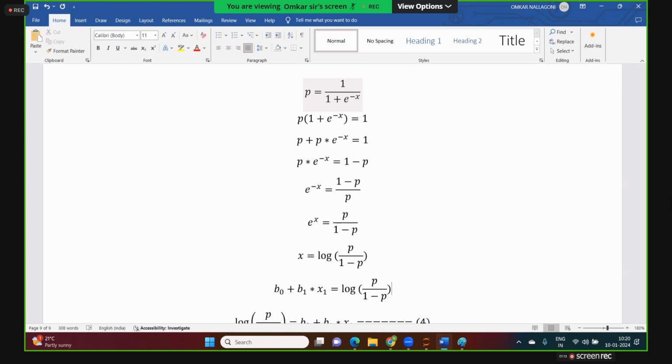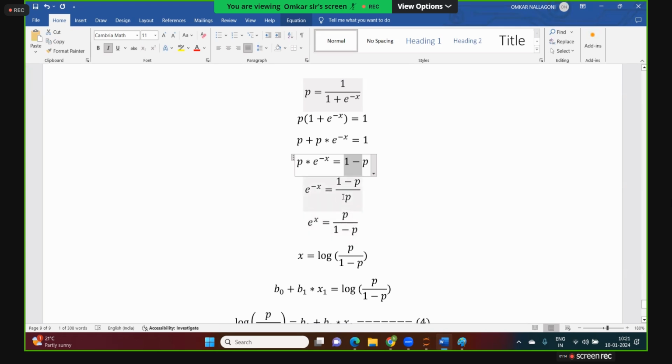P is equal to 1 by 1 plus e power minus x. Next, what have we taken? P into 1 plus e power minus x is equal to 1. P into 1 is P, and P into e power minus x. Then this P, you take to the RHS side, so 1 minus P, and then it becomes 1 minus P by P. E power minus x is numerator by denominator. If you change minus x to positive x, it will be P by 1 minus P. This is the mathematical logic.